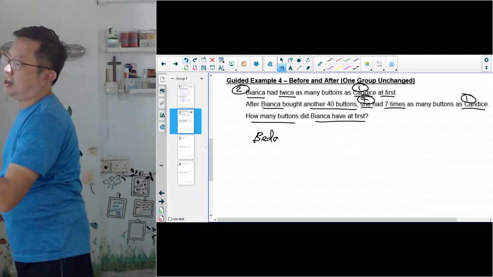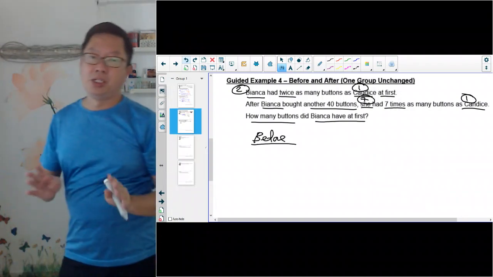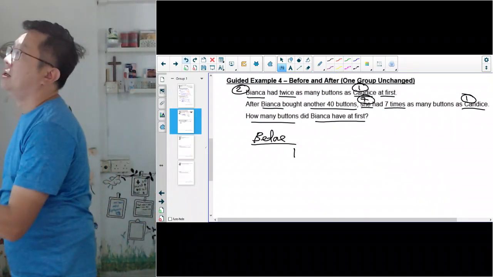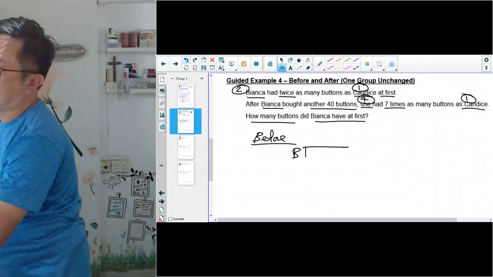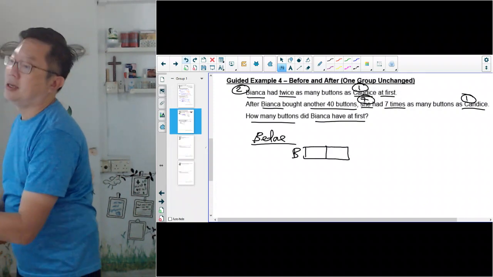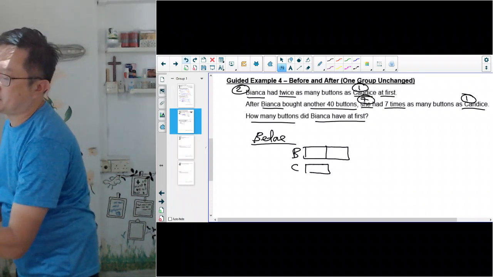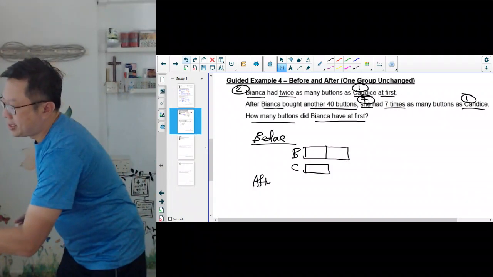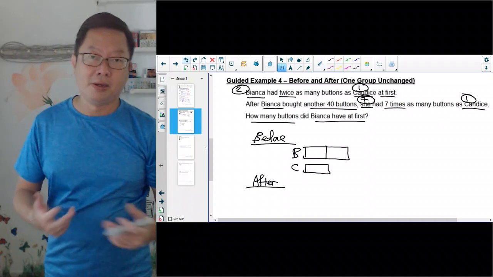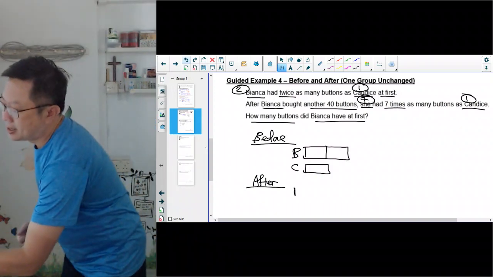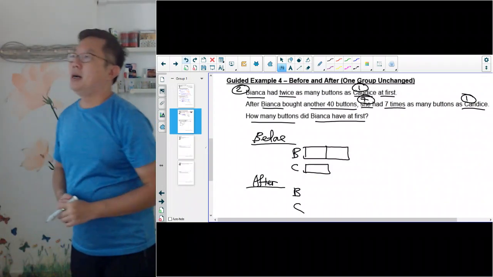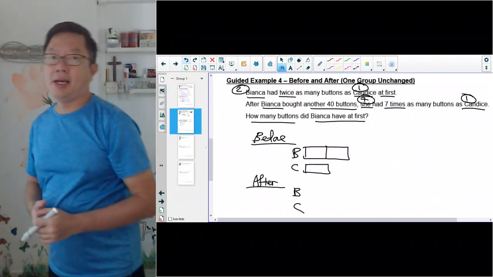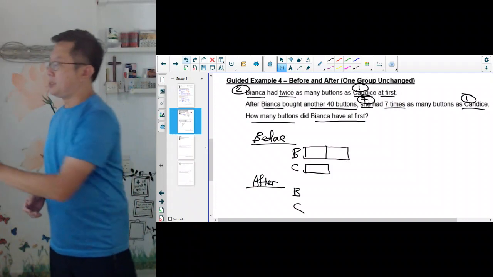So you can join, you can separate the 2 models, so you decide how you want to draw. So Blanca has 2 boxes. Okay, so I'm going to draw 2 boxes. Candice has 1 box. Okay, I'm going to separate the model, right, so that you can also learn how to separate the model. So Blanca and Candice, and Blanca bought another 40. And now she has 7 times, or 7 boxes. Candice did not buy any, so she has 1 box in the end.